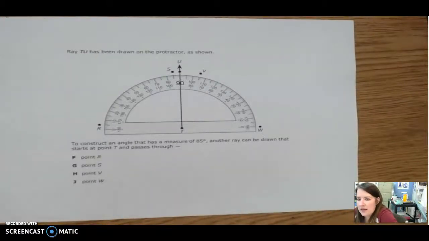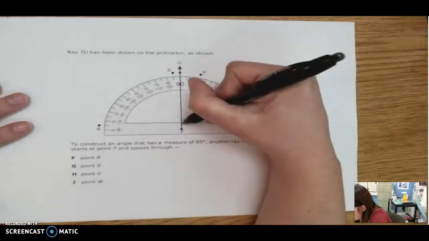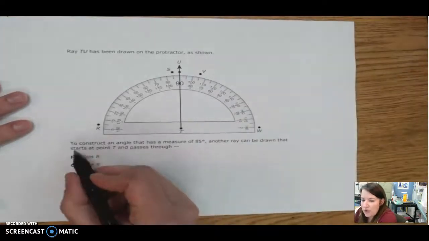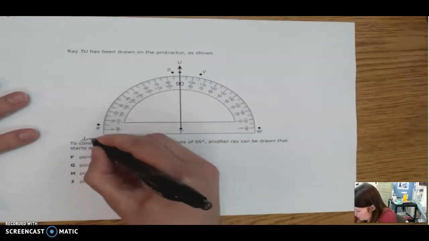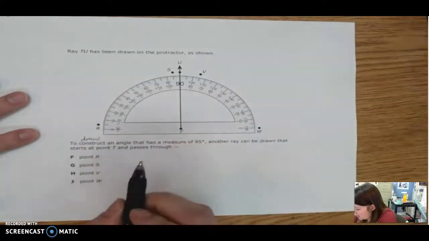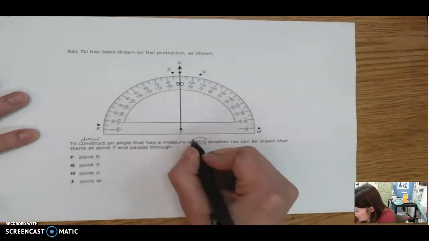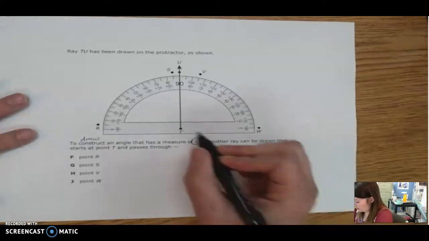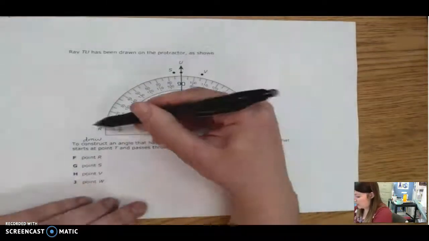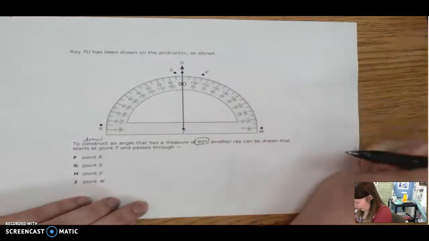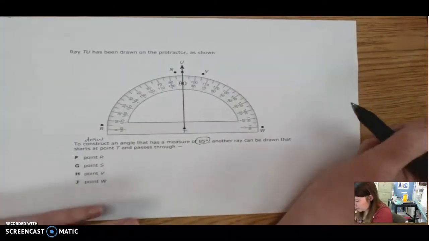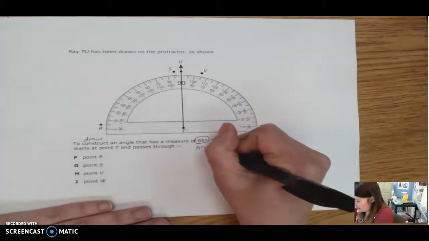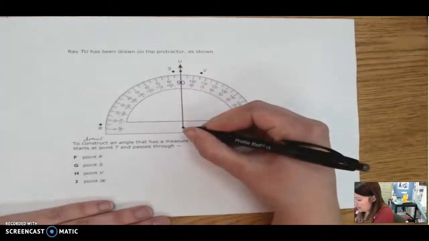This one says ray TU, that's this ray right here, has been drawn on the protractor as shown. They want you to construct, or actually draw, another line to form an angle that measures 85 degrees. Another ray can be drawn that starts at point T, and it would pass through which one? So it's going to give you options. I'm looking for something that measures 85 degrees, so I know that's going to be an acute angle. One line is already here.